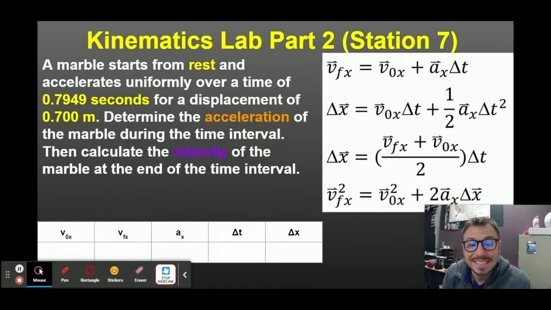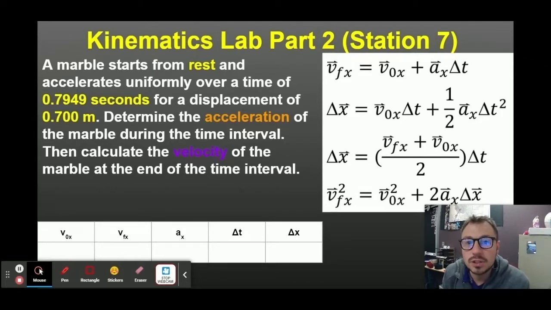So let's go ahead and look at station 7. We need to look at station 7 first because there is that systematic error that is worse the closer those photo gates are apart. So we're going to go with the best case scenario. A marble starts from rest and accelerates uniformly over a time of 0.7949 seconds for a displacement of 0.700 meters. Determine the acceleration of the marble during the time interval, then calculate the velocity of the marble at the end of that time interval.